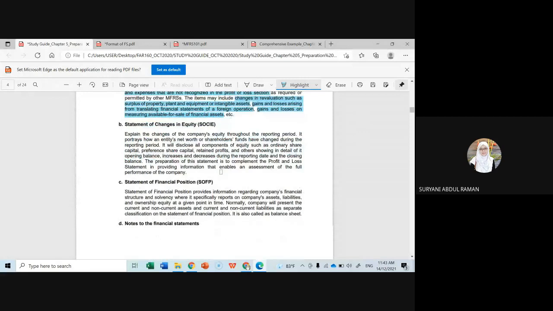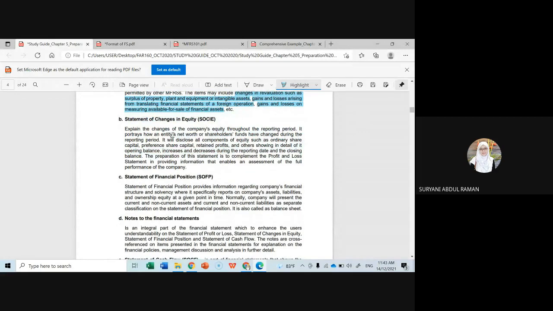Next, the next component is the statement of changes in equity. In this statement, it explains the changes of the company's equity throughout the reporting period. So we are going to refer to the company's equity. Class, do you still remember what are the equity of company? I have taught you in chapter 2, chapter 3 and chapter 4. What are the equity of company? There are two. What are they? Class, I need your response. Do you still remember what are the equity of company that you have learned in chapter 3 and 4?